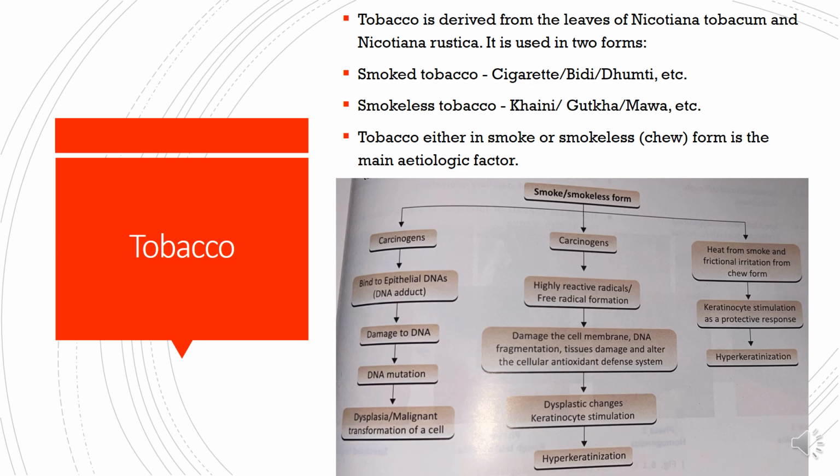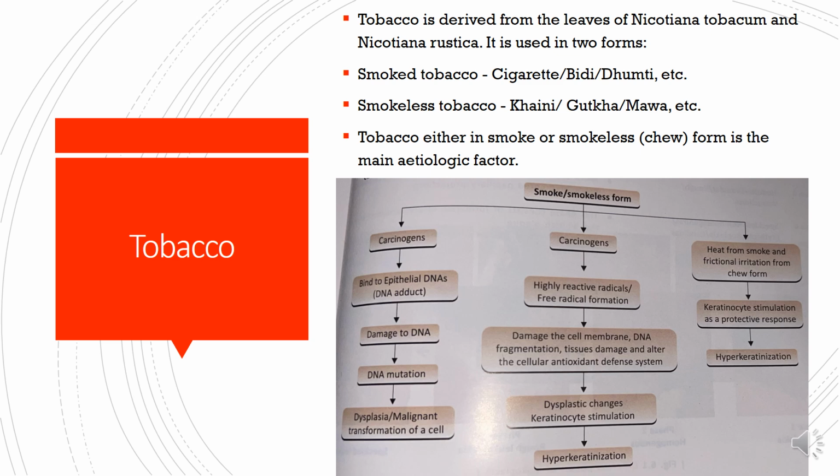The second way is that carcinogens form highly reactive radicals, or there may be free radical formation, which may lead to damage of the cell membrane, cause DNA fragmentation, tissue damage, and alter the cellular antioxidant defense system, which may cause dysplastic changes and keratinocyte stimulation, which may further lead to hyperkeratinization.